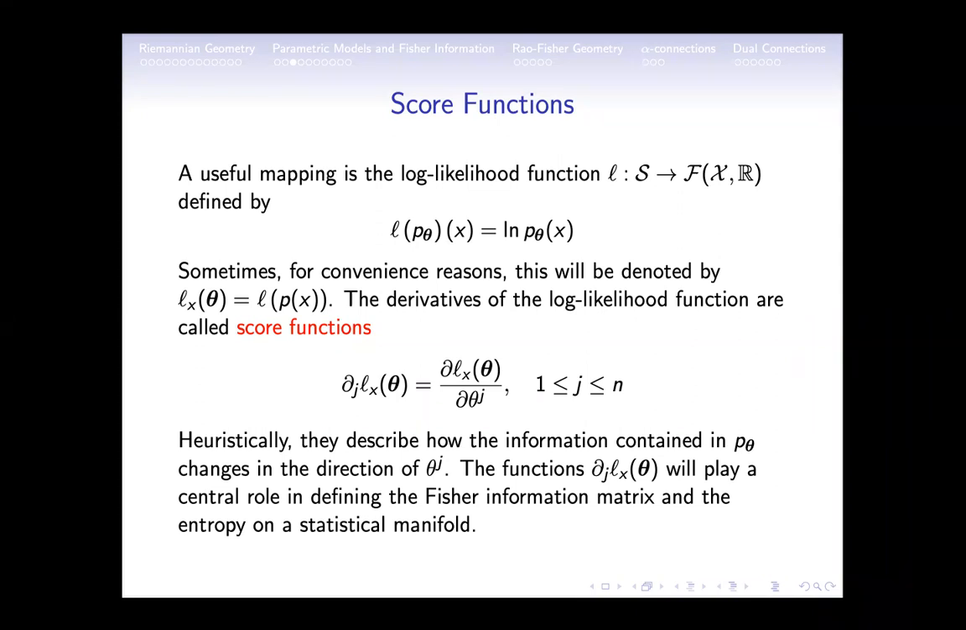These are called the score functions. What they signify is how the information contained in p theta changes in the direction of theta j. Basically, we differentiate Lx theta, which is a function of the whole vector theta, partially with respect to theta j. So you're moving along theta j and looking at how the likelihood function changes. That is, how much information about that particular theta is contained in the data X, which is the likelihood function, and then we differentiate it in a particular direction, theta j. So it signifies the information contained in p theta which changes in the direction of theta j.